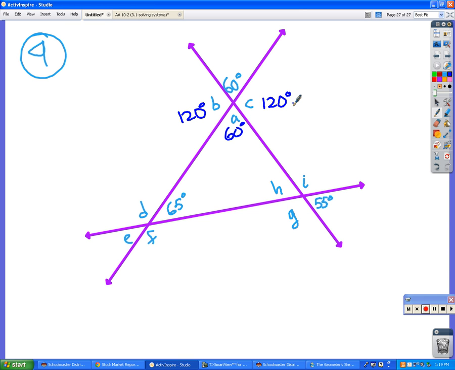180 minus 65, right? Same deal over here. H is going to be, and then those two you subtract from, right?